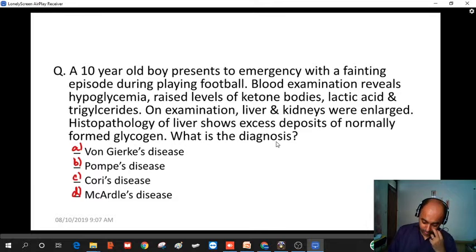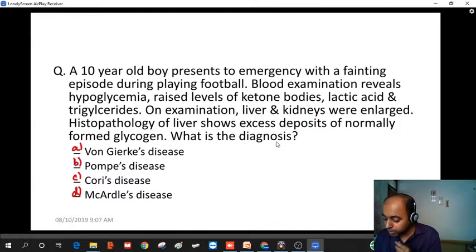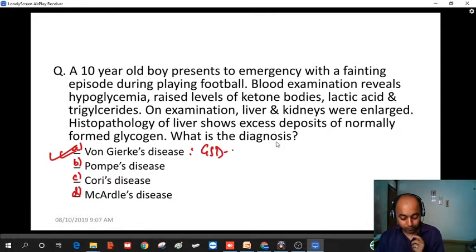So what are the highlights here? The hypoglycemia is there. The organomegaly is there. Features of chronic hypoglycemia, meaning elevated ketone body, elevated triglyceride, are there. Along with that, we find the characteristic feature, the fainting episode, and the enlargement of liver and kidney. These indicate what is the answer? The answer in this case is obviously von Gierke's disease, the GSD type 1. The GSD type 1, von Gierke's disease, is the correct answer.